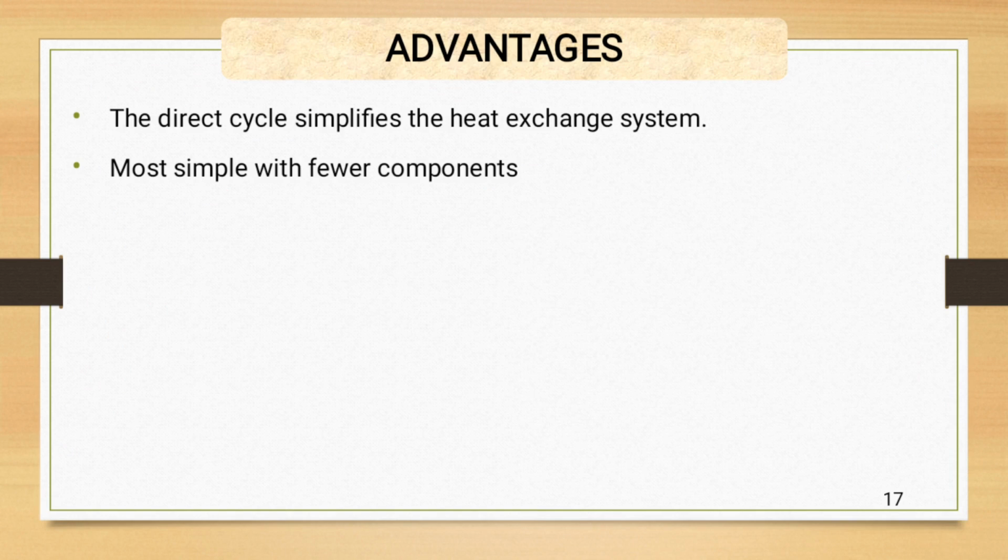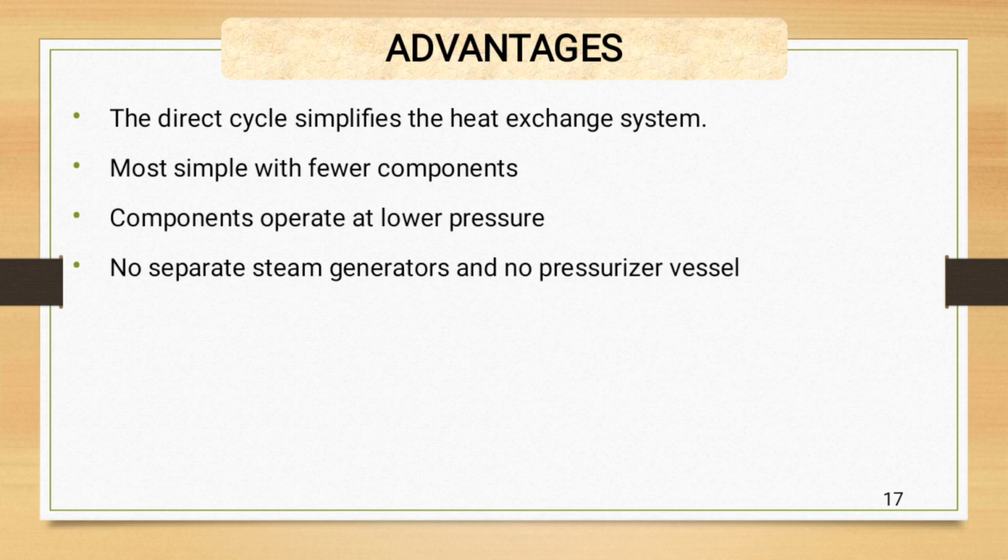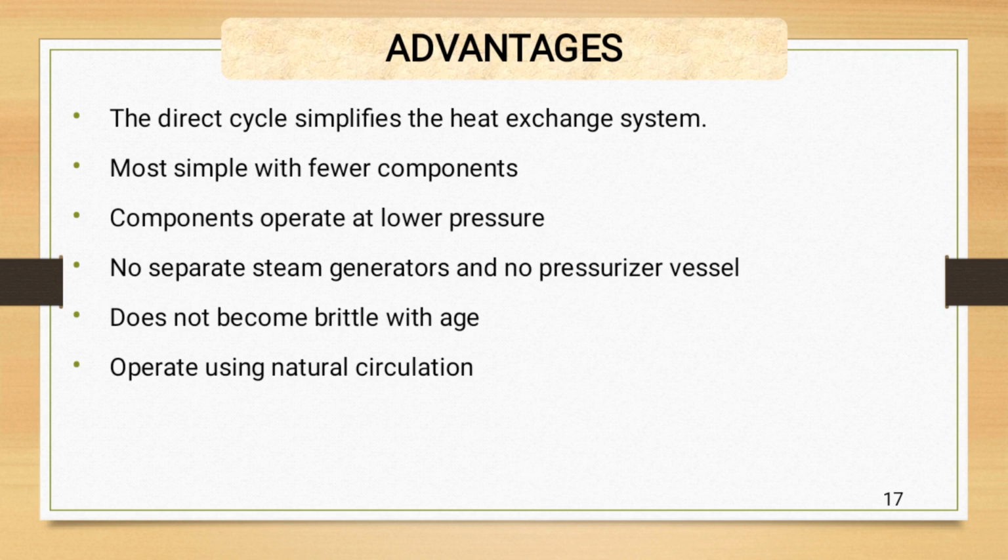The advantages of the boiling water reactor are that the direct cycle simplifies the heat exchange system, making it simpler with fewer components. Components operate at low pressure, there is no separate steam generator or pressure vessel, they do not become brittle with age, and they operate using natural circulation. Pumps are eliminated entirely.